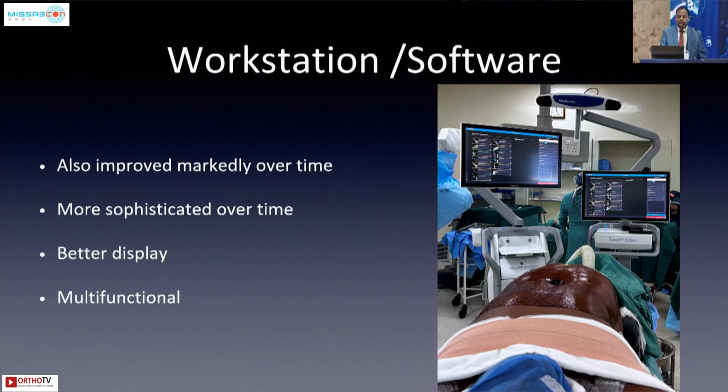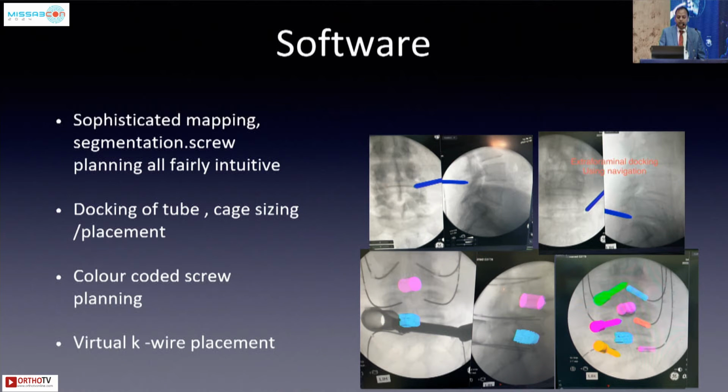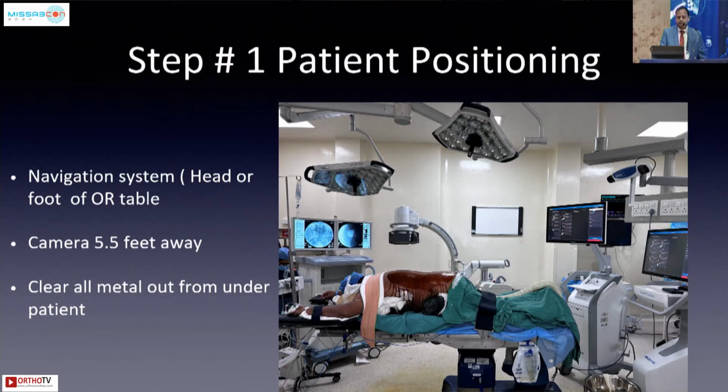So this is my workflow. The latest software is very, very well equipped. They have really improved markedly over time, very sophisticated, with better displays of images. Even the 2D images are very good, and they are multifunctional. You can do the mapping of the screws. You can dock your tube. Not only pedicle screw fixation, you can dock your tube using 2D navigation, do case sizing, and there are color-coded screws as well. So as a whole, you can plan a lot of things, save radiation, save time. This is how I do it.